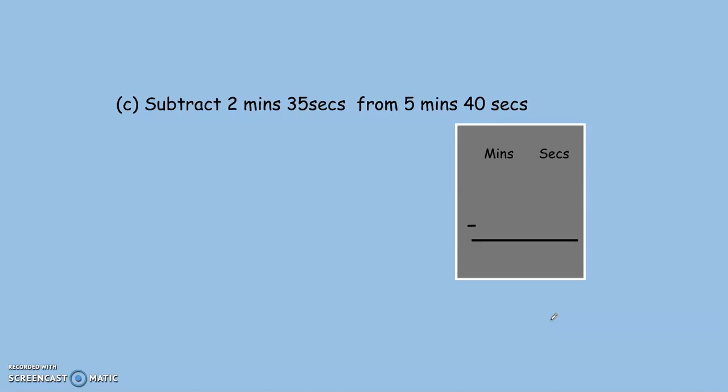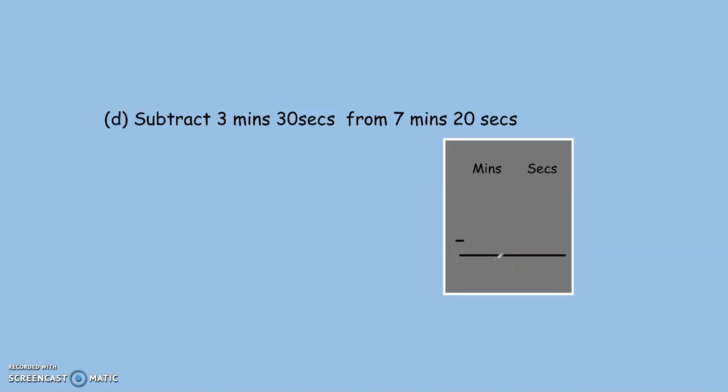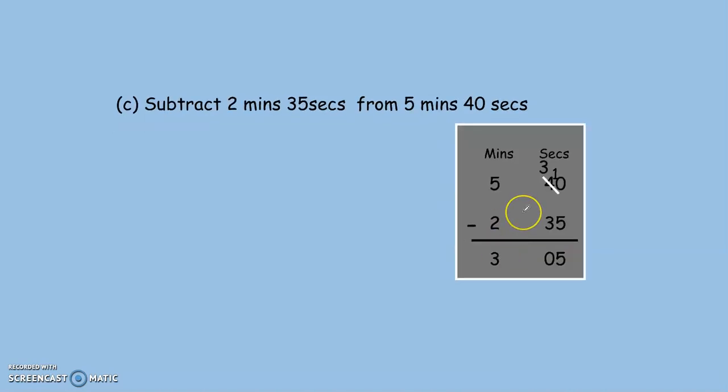Number 3, we have to subtract 2 minutes and 35 seconds from 5 minutes and 40 seconds. So we're subtracting from 5 minutes and 40 seconds. So that is the one that goes at the top of my columns. So it's the top row. Okay, so 5 minutes 40, subtract 2 minutes 35. So take the 35 away from the 40 to leave me with 5 seconds. And take the 2 away from the 5, so that leaves me with 3 minutes. So my final answer is 3 minutes and 5 seconds.